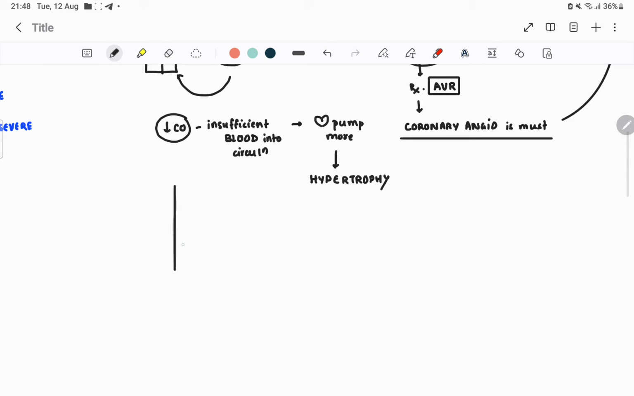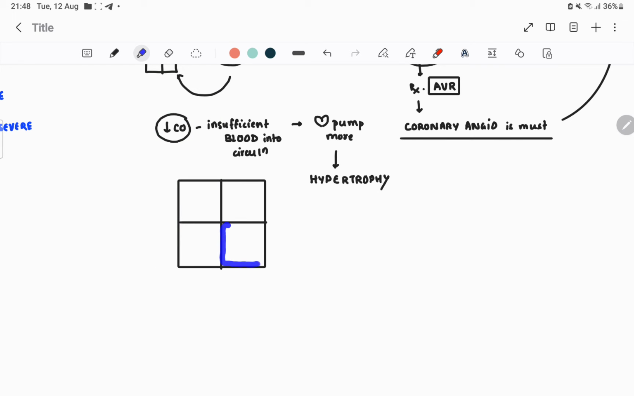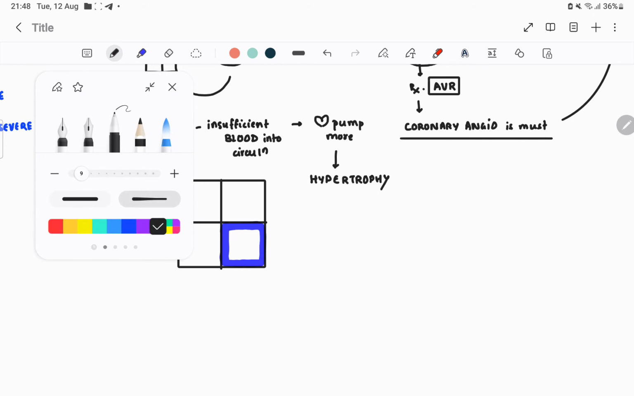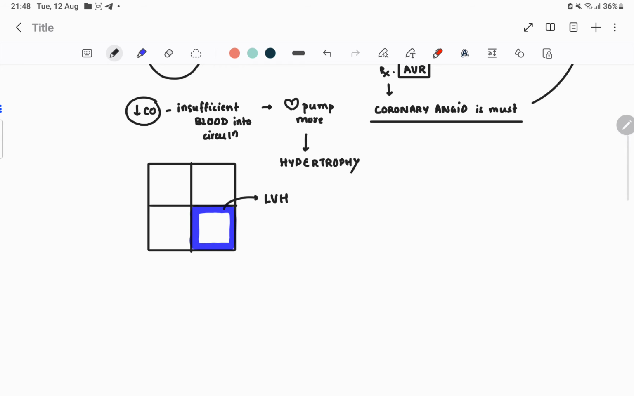So we have here the aortic valve opening into the left ventricle, right? The walls will be thickened like this, concentrically. The heart will be thickened like this concentrically, and this is called left ventricular hypertrophy, or left ventricular concentric hypertrophy. Okay.